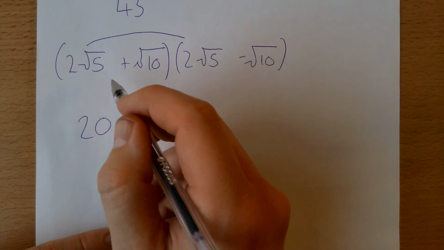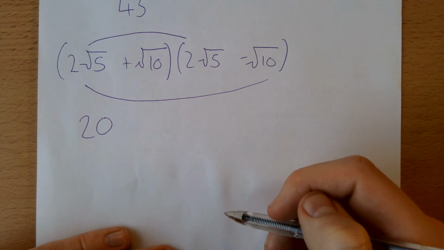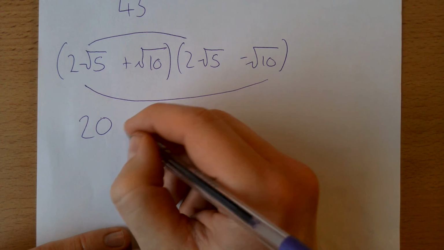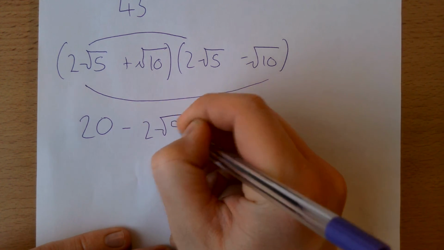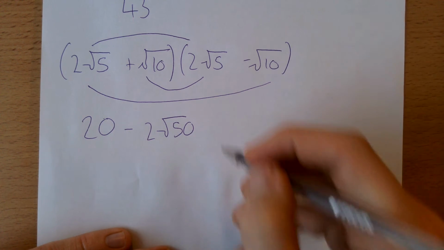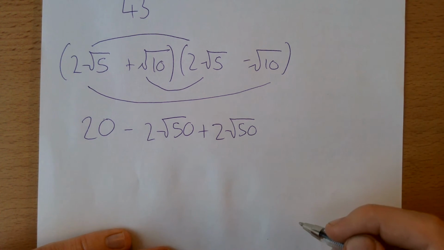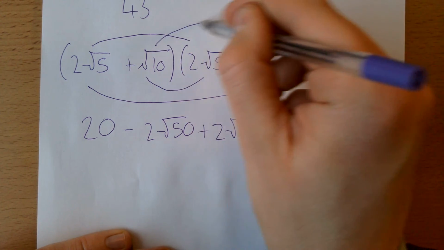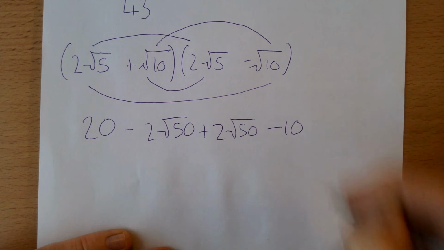Outside, 2 root 5 times minus root 10. Well, root 5 times root 10 is root 50, so it's going to be minus 2 root 50. Inside, 2 root 10 times 2 root 5 is going to be plus 2 root 50. And then last, 2 root 10 times minus root 10 is just going to be minus 10.